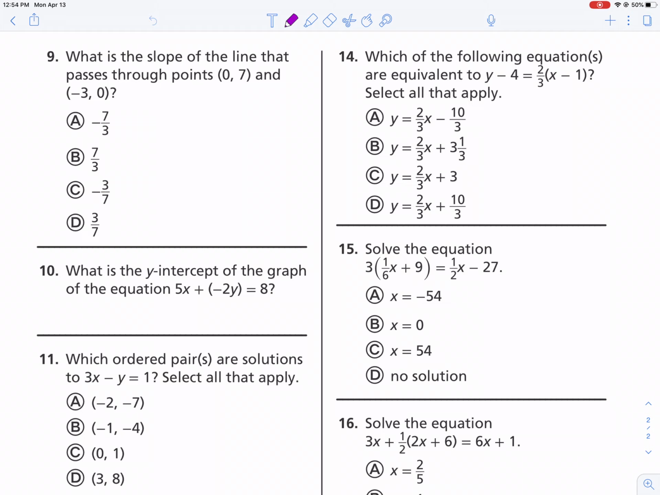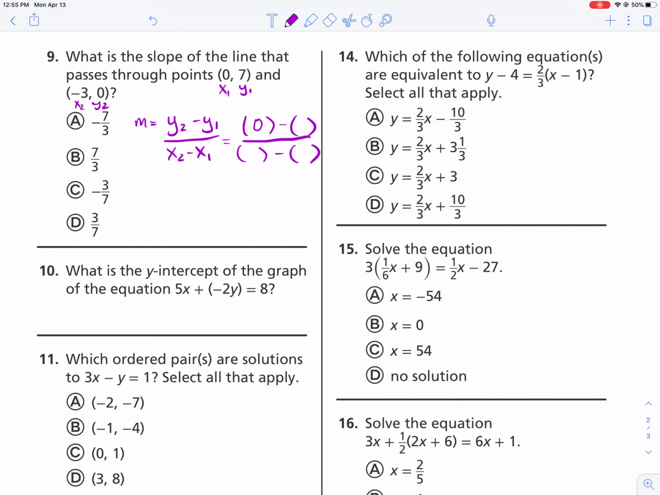So question number 9, it says, what is the slope of a line that passes through points (0, 7) and (-3, 0)? So this is a review from a readiness assessment we've already done. But just to go through, we're going to label x1, y1, and x2, y2. We're going to plug it into our formula, m equals y2 minus y1 over x2 minus x1. We are going to use parentheses to keep us from making mistakes, and we're going to substitute.